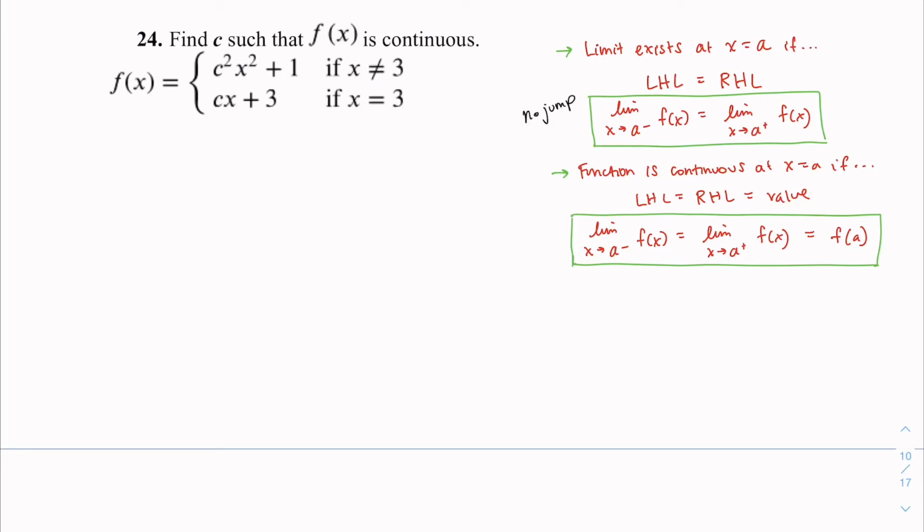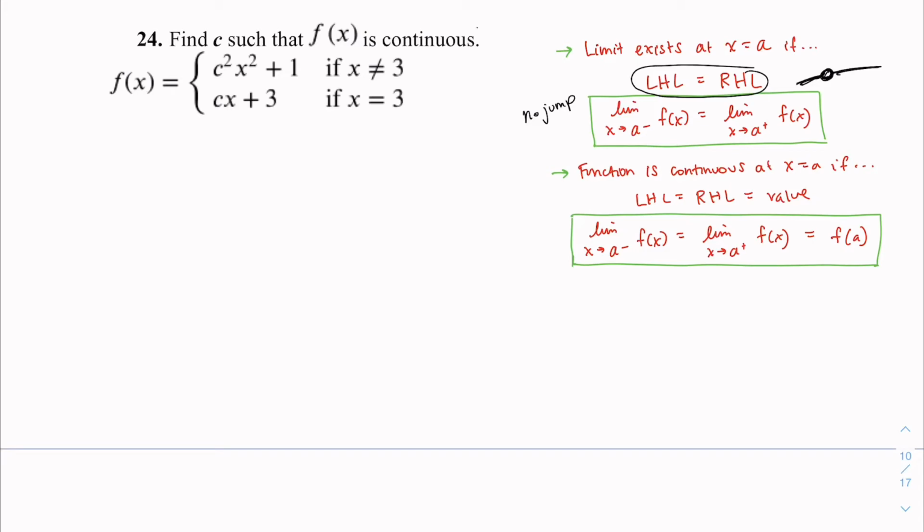The left-hand limit needs to equal the right-hand limit. That's very simply what we're looking for, right? Now, if the left-hand limit and the right-hand limit are the same, for sure your limit will exist, but it doesn't mean you're continuous, right? Because you could have a hole.